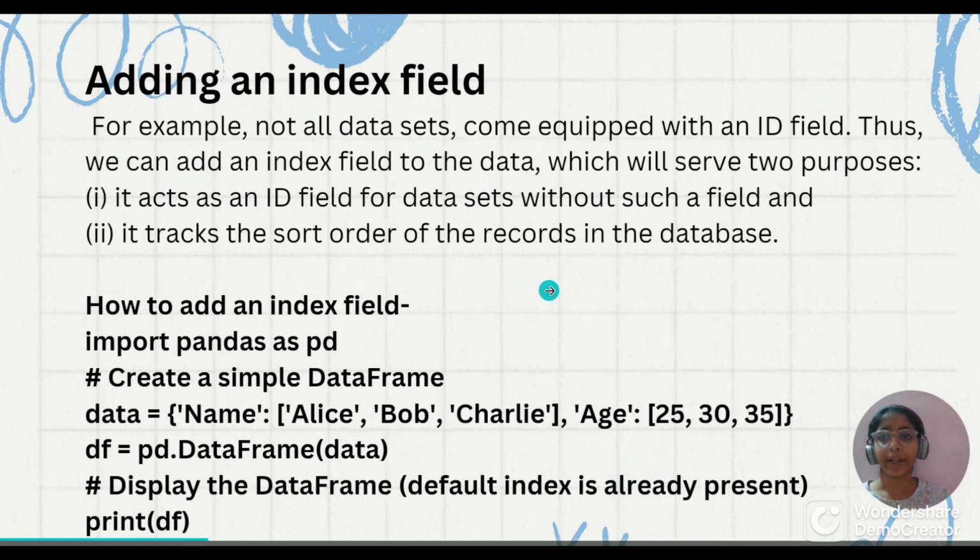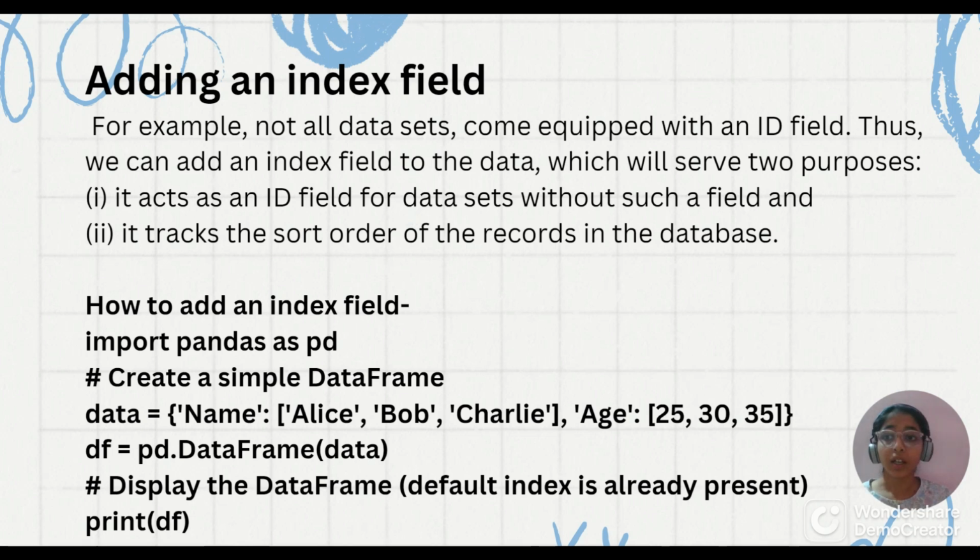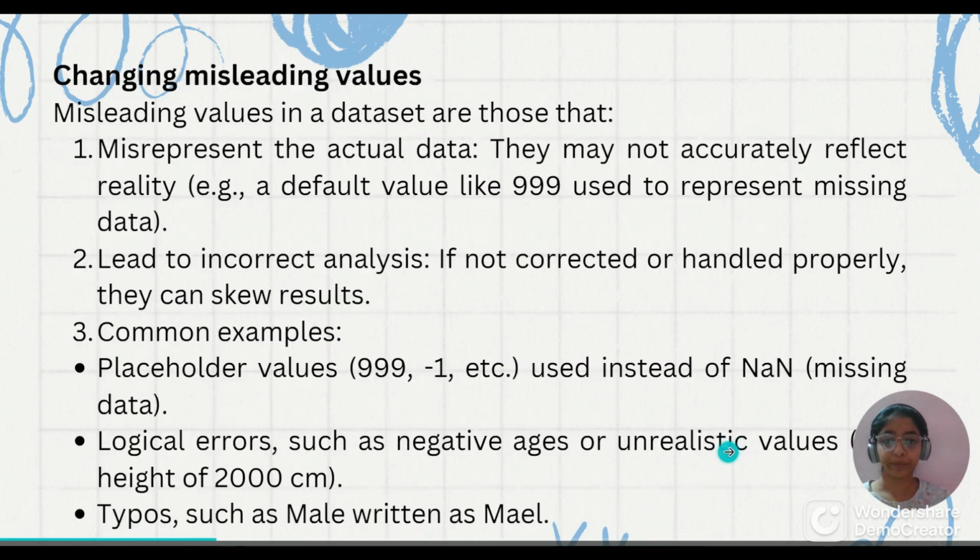Now, adding an index field. For example, not all datasets come equipped with an ID field. Thus, we can add an index field to the data, which will serve two purposes. It acts as an ID field for the datasets without such a field, and it tracks the sort order for the records in the database. Here a simple example is given in which we have created a data frame which has two columns, name and age. So if you display the data frame, the default index is already present in it.